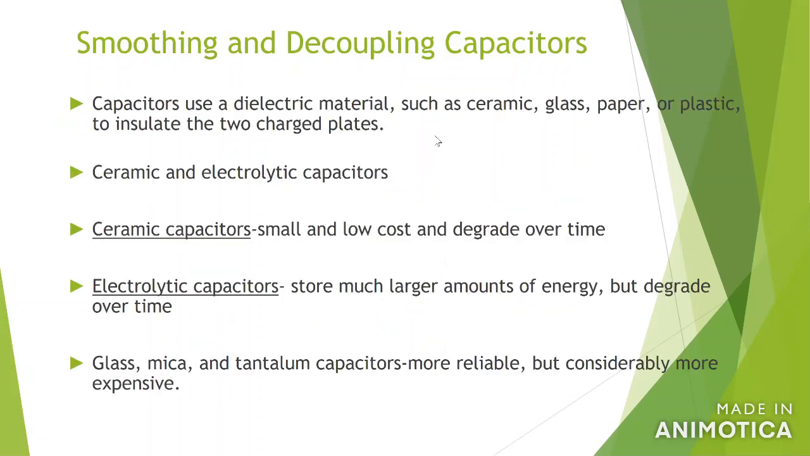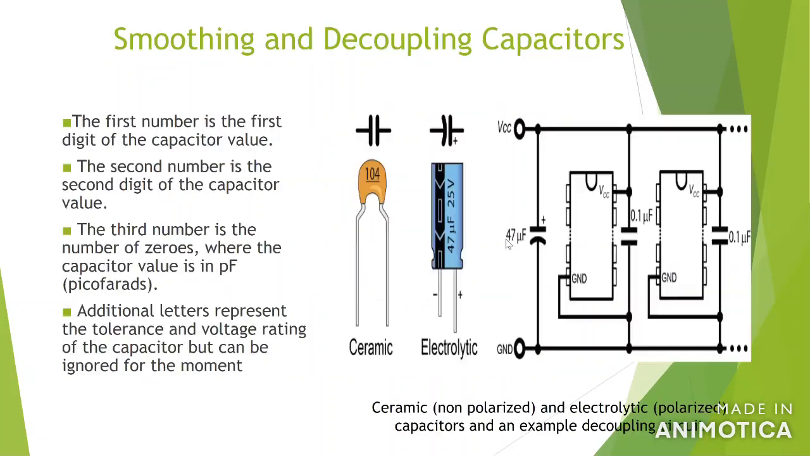Okay, and there are two kinds of capacitors. We have a ceramic capacitor, small and low cost, and it degrades over time. And electrolytic capacitors store a much larger amount of energy because they have higher capacitance. I already showed you the examples of these two kinds of capacitors.